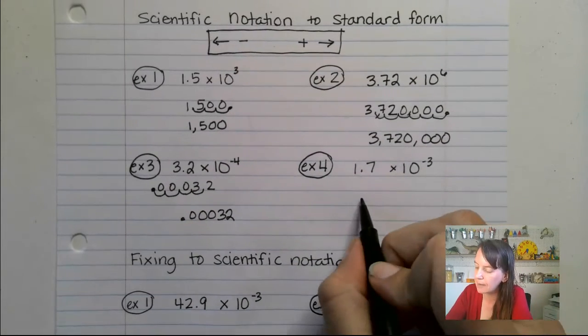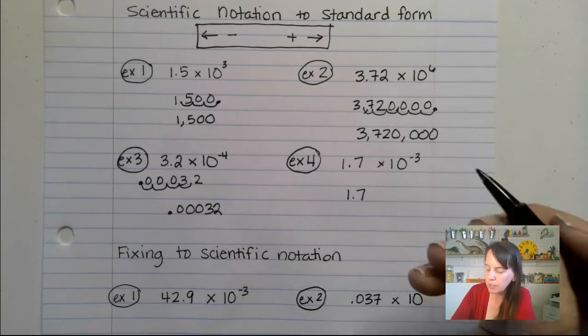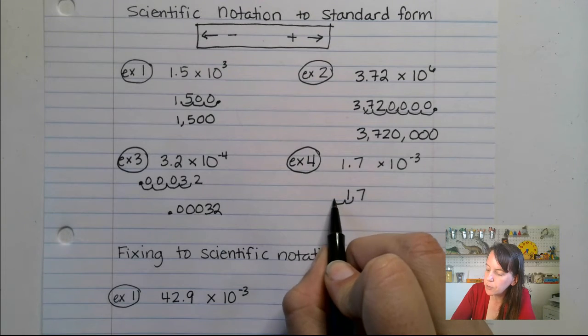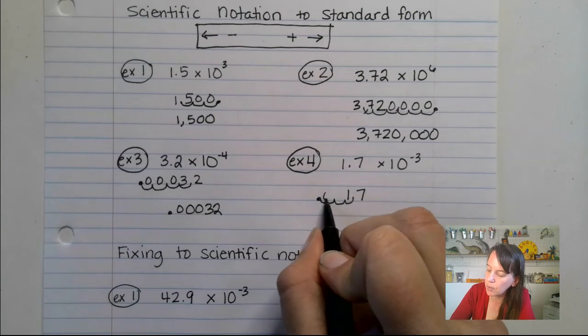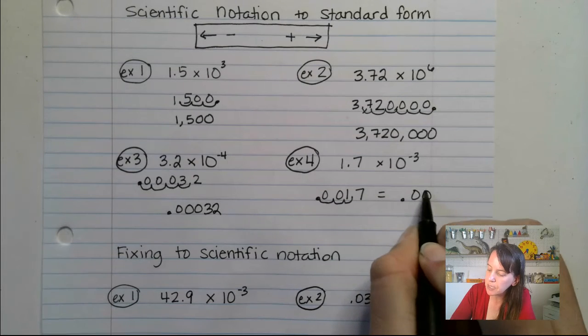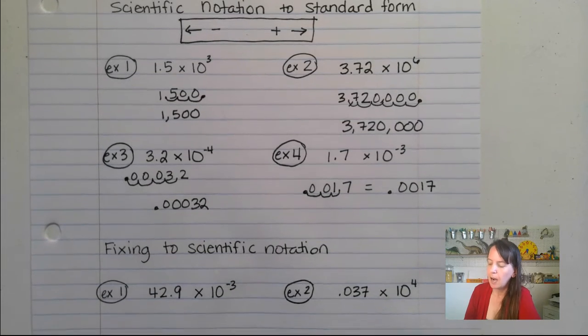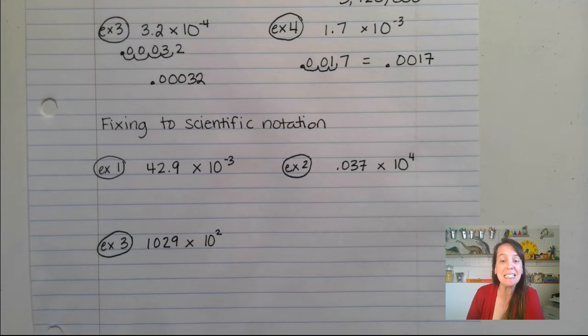There we go. Let's see, same for this one. We've got 1.7. We're going to go in the negative direction, so we're going to go to the left. 1, 2, and 3 spots. Let's go ahead and put in our zeros here. So that gives us 0.0017. Now, make sure that you're writing these examples down so they'll be helpful when you go to do your homework.